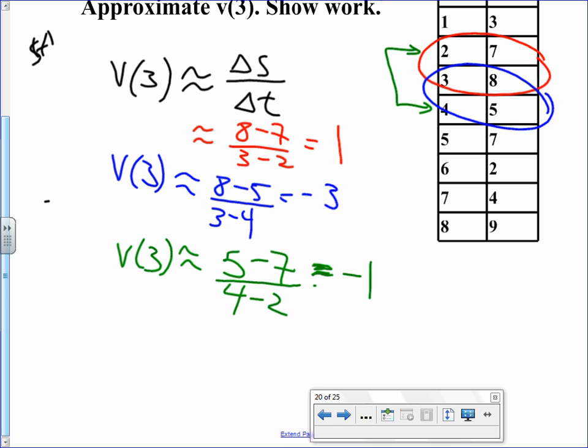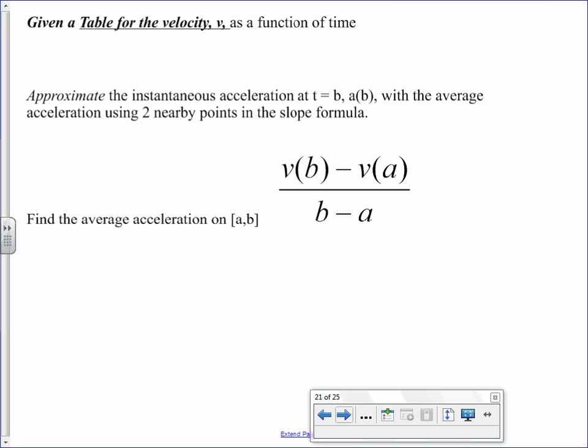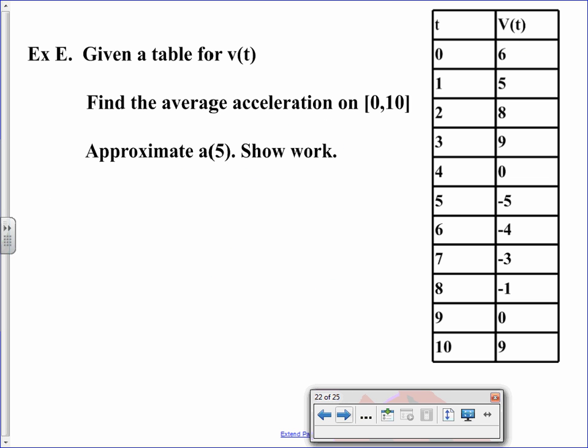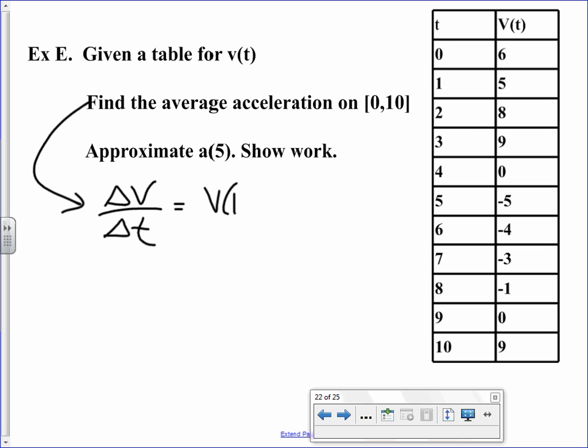Okay. The other type of table problem we could have is if you're given a table for velocity values. So basically, again, you're just given some points on the velocity graph. They can still ask you how to find the average acceleration over the interval. That you can definitely find, as long as you have the values of the velocity at 0 and 10, and you do. So remember, average acceleration is delta v over delta t. So it would be v of 10 minus v of 0 over 10 minus 0. V of 10 is 9. V of 0 is 6.